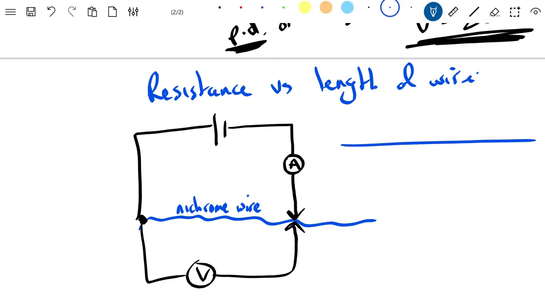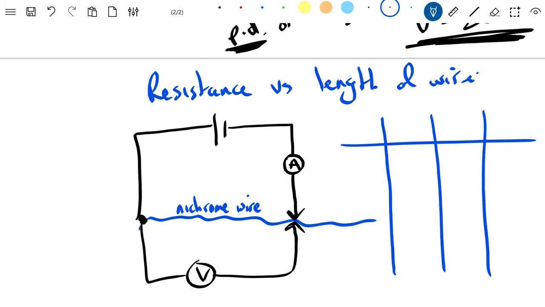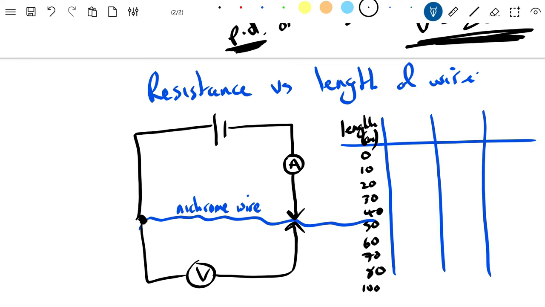Now, the easiest way to describe this experiment is to show you the results table that we would draw. The first thing that we'd put in the results table is length, because that's the thing you change, and that length we're going to put in centimeters. Starting at 0, going 10, 20, 30, 40, 50, etc. Normally we go from 0 to 1 meter, and that's in centimeters.